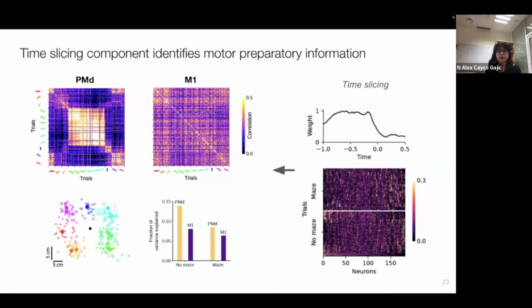So together, this we believe shows that the time slicing component is finding some kind of information about motor preparation, whereas the trial slicing component is showing information really about condition-specific sequences that are related to the movement dynamics themselves.